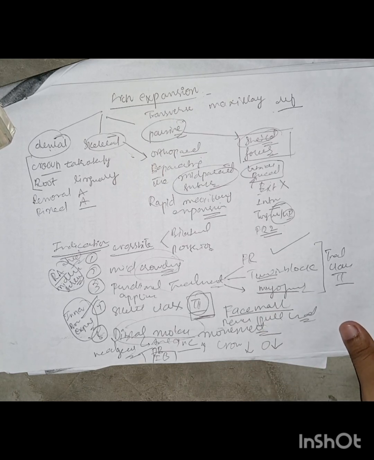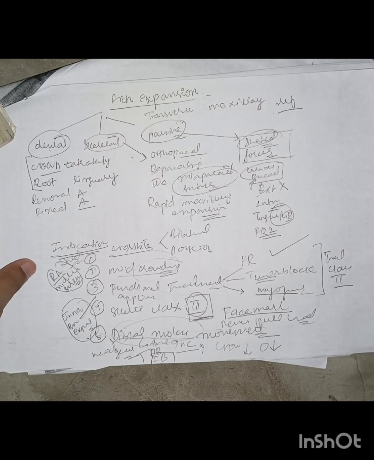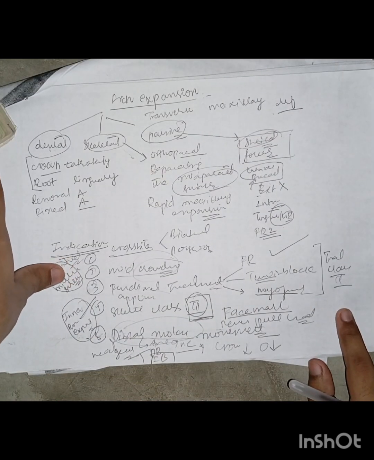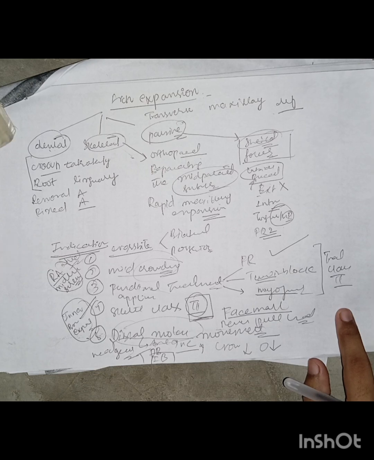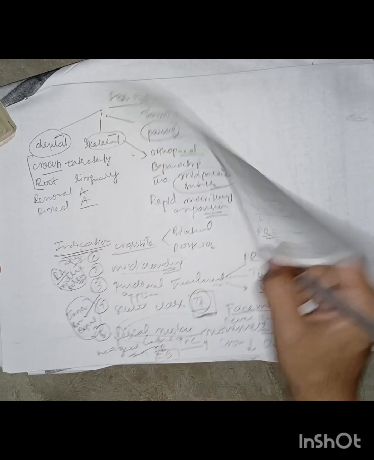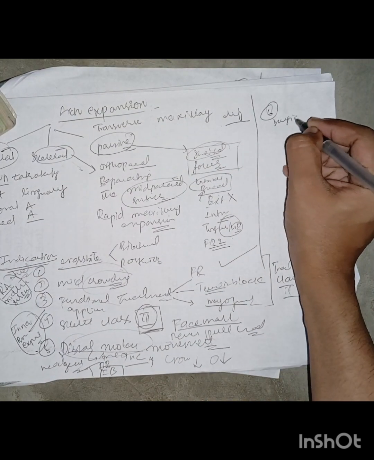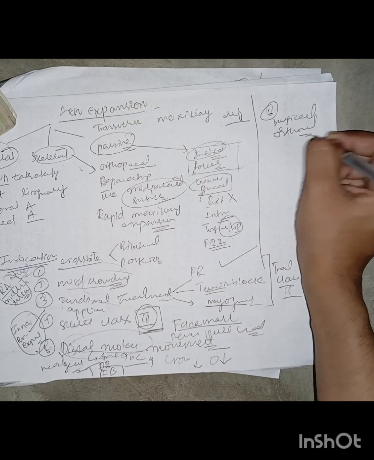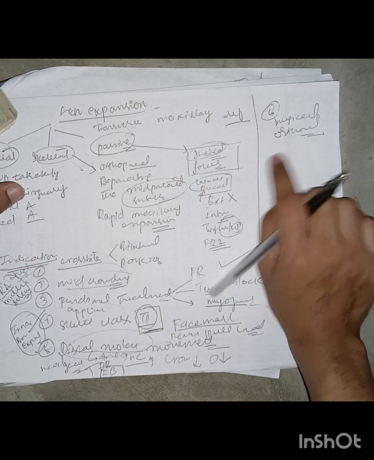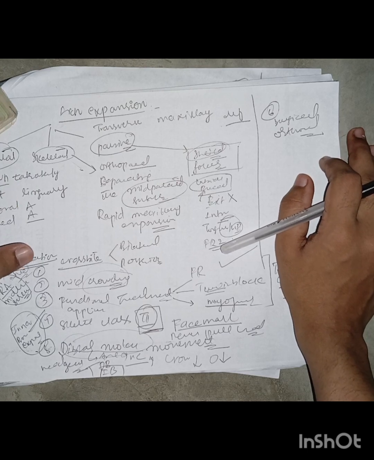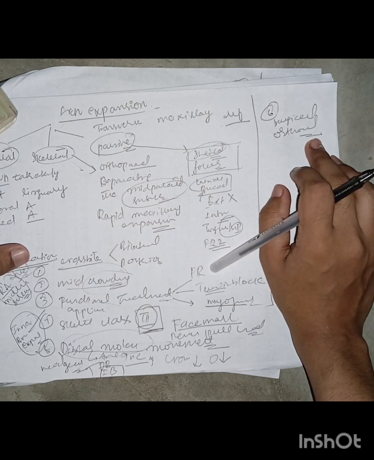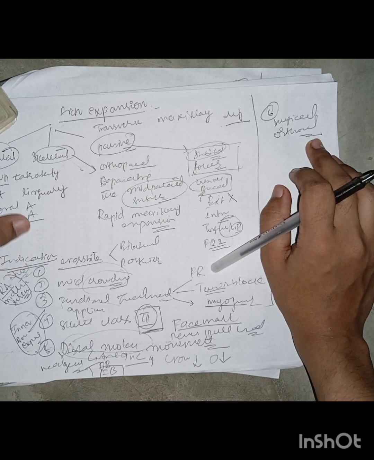Another indication of maxillary expansion is surgical orthodontics. Whenever we have to do surgical procedures to correct orthognathic problems to maintain the coordination, like I am writing here, the sixth point is surgical orthodontics. Surgical orthodontics is performed when we have skeletal issues which cannot be treated by any other procedure. So we have to do surgical procedures to maintain arch coordination.